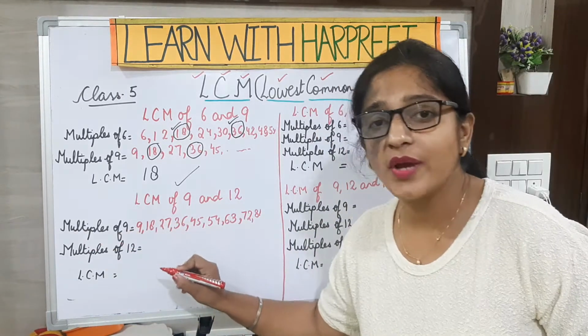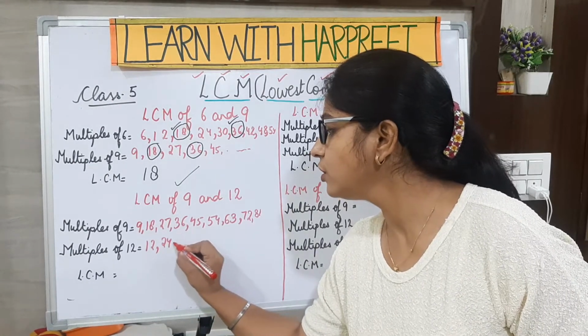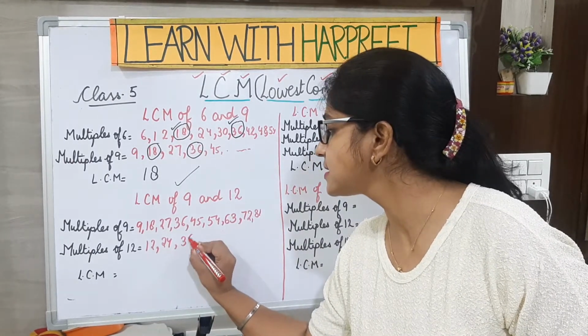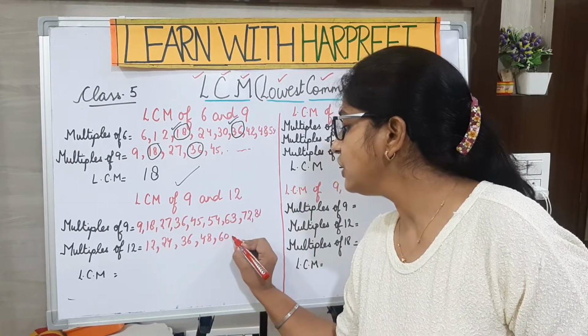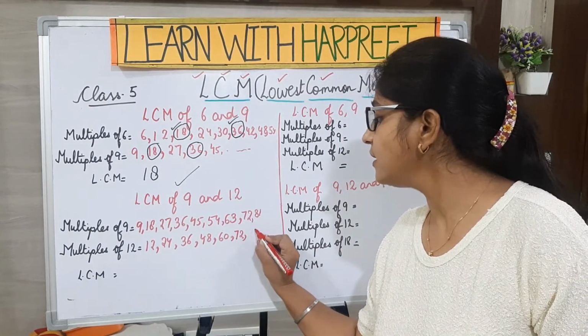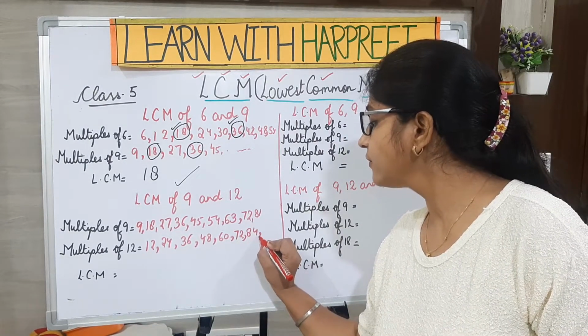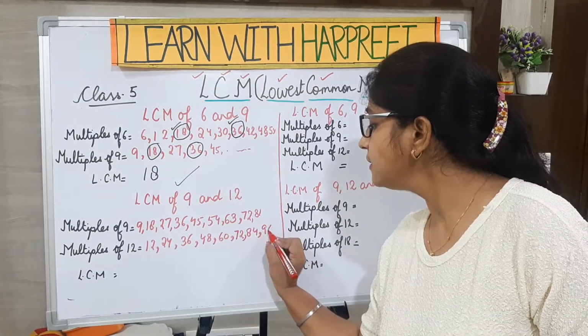Now multiples of 12, when I start: 12 1s are 12, 12 2s are 24, 12 3s are 36, 12 4s are 48, 12 5s are 60, 12 6s are 72, 12 7s are 84, 12 8s are 96 and so on.